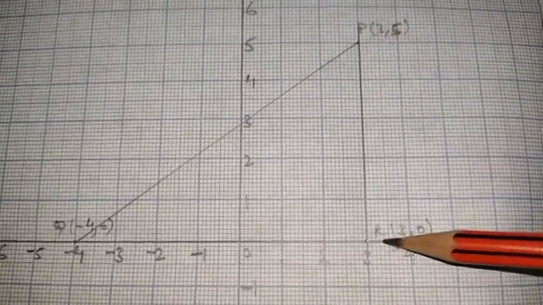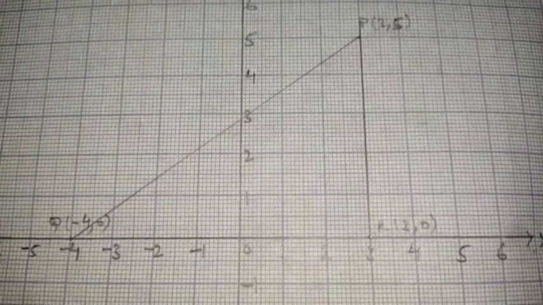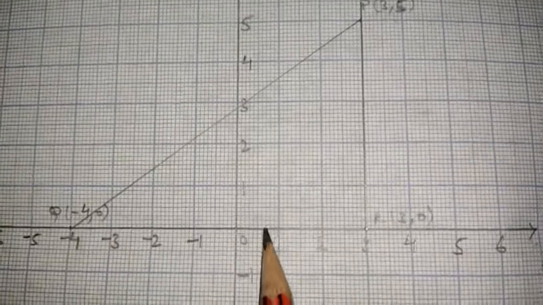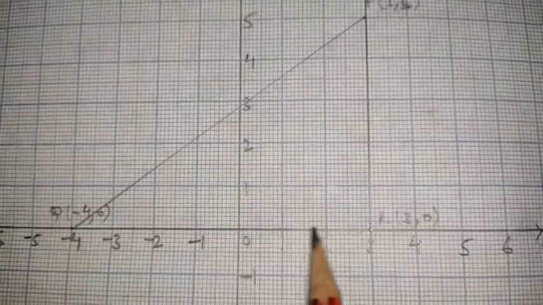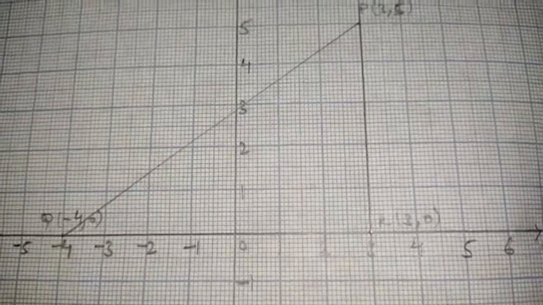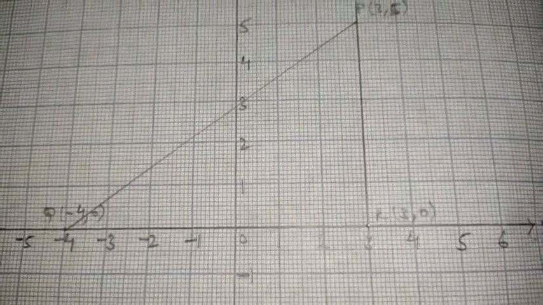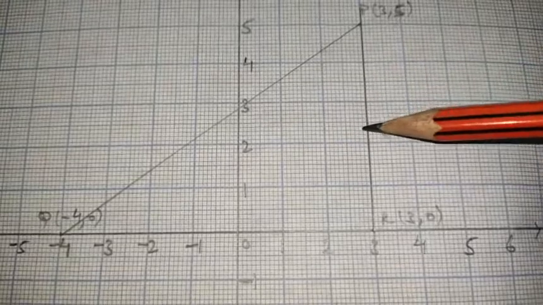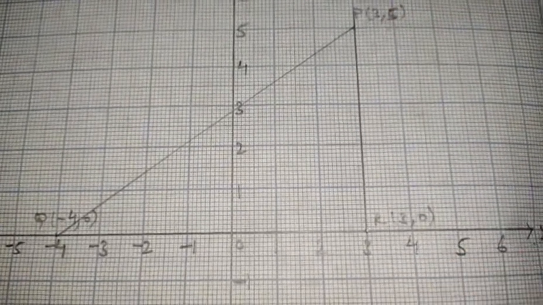The distance between Q and R can be calculated by counting the number of blocks. As you can see, this is 1 block, this is 2, this is 3, 4, 5, 6, 7. So in this way, the base will be 7 units. We are not going to take it as centimeters, we are going to take it as 7 units. Similarly, the height will be how much? That will be 1 block, 2 blocks, 3 blocks, 4 blocks and 5 blocks. So the height will be 5 units.